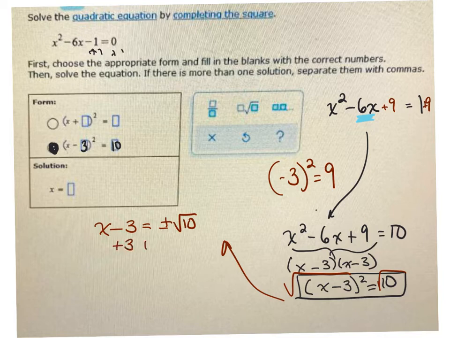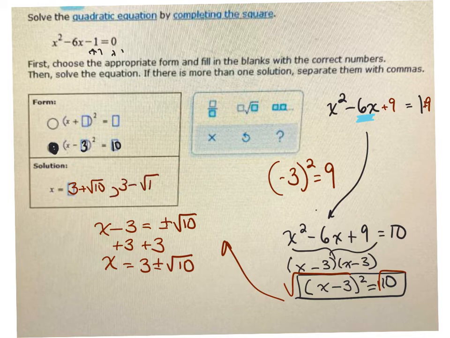Then to get x by itself, I'll simply add 3. So I get x equals 3 plus or minus the square root of 10. So those are my two solutions. So the way I would write them in Alex, I'll do 3 plus square root of 10, and then you do a comma, and then 3 minus square root of 10. So you add that special number to both sides, you factor one side, you take the square root, and that's how we get our answers with complete the square.